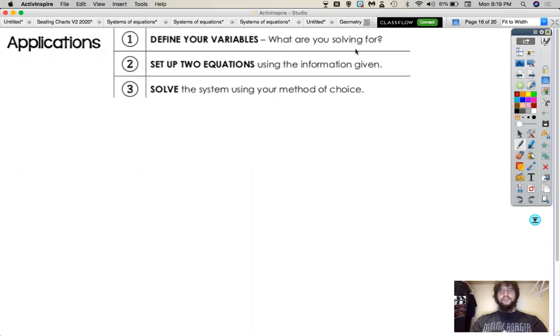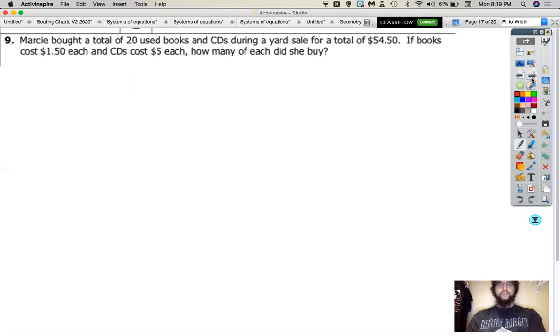So you got to just start by reading your problem and defining what you got. Sometimes ax plus by equals c works. Sometimes y equals mx plus b works. Whatever way your problem is worded is the way you want to write it out. Let's look at some examples.